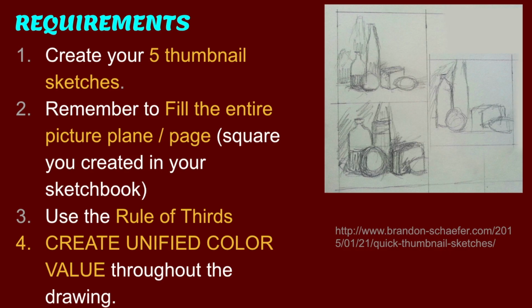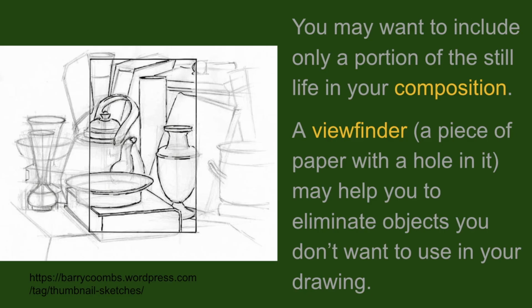The last and most important requirement that you can see is all in caps is creating unified color value throughout the drawing. Here you can see the person used a viewfinder. It's just a picture of blocking out parts of the still life. Remember the viewfinder is that piece of paper with the square hole cut in it. Part of the reason that you use a viewfinder is to find what your composition would look like. So this part on the outer edge here is actually blocking out some of the objects that are in the still life. And those objects that are stronger, more bold in the black outlines, that is what your composition would actually look like.